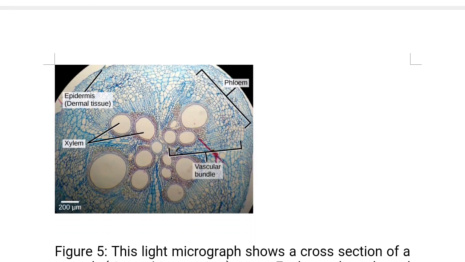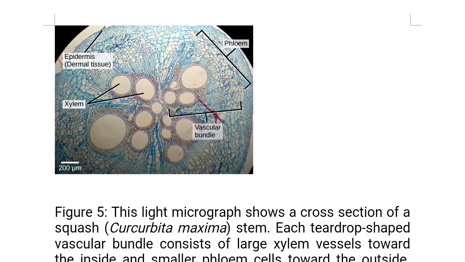As you can see, this is the anatomy of a plant, Cucurbita maxima. You can see the epidermal layer, you can see the phloem, you can see the xylem. So the phloem and the xylem are called the vascular bundle.